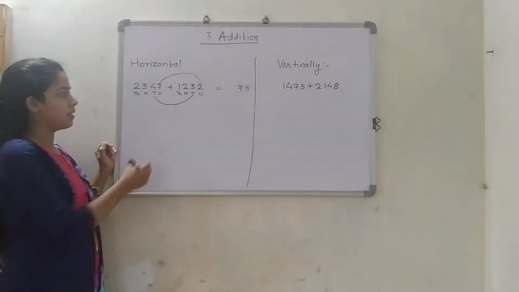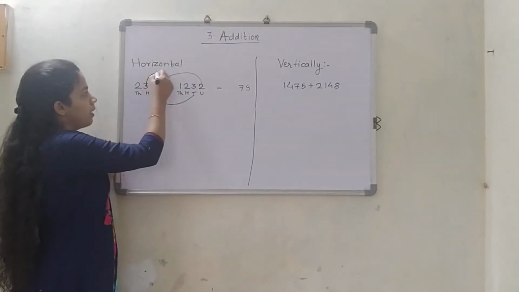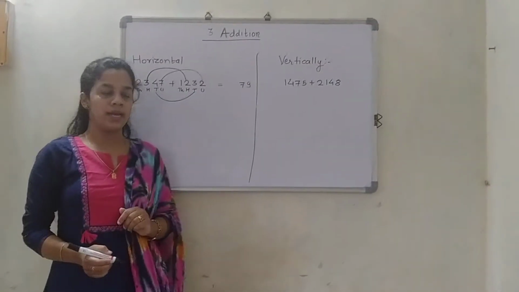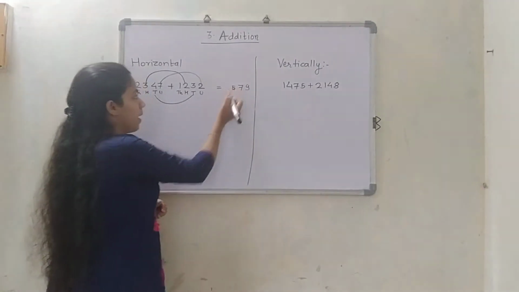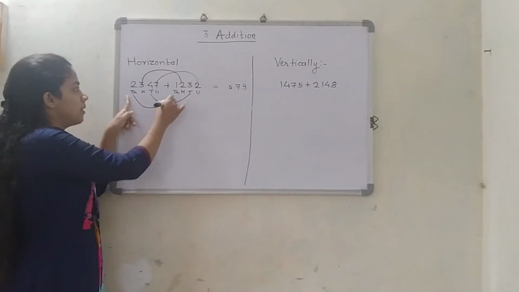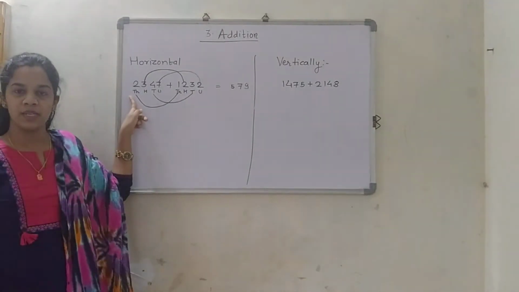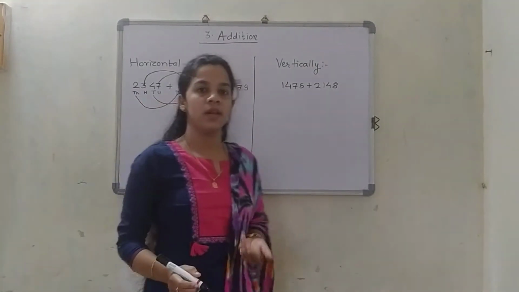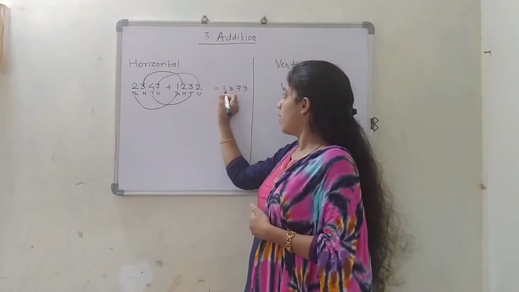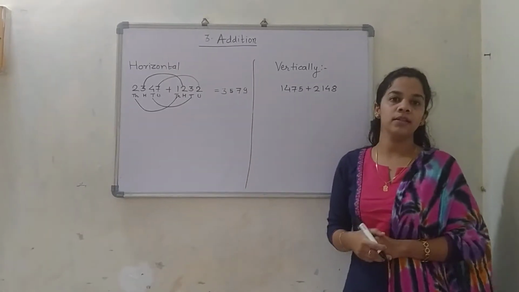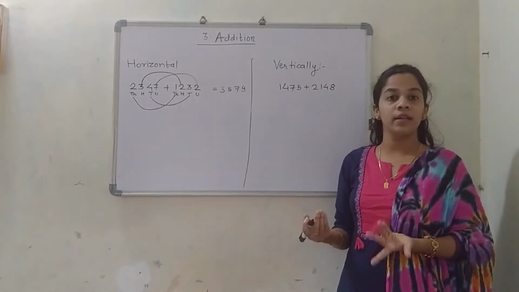Just see the 100 place, that is 3 and here it is 2. So 3 plus 2 is how much? Yes, it is 5. And the 1000 place, 2 and this 1 which is present at the 1000 place. So 1000 we are going to add. So 2 plus 1, what is the addition? Yes, it is 3. So the addition of the given two numbers is 3579.